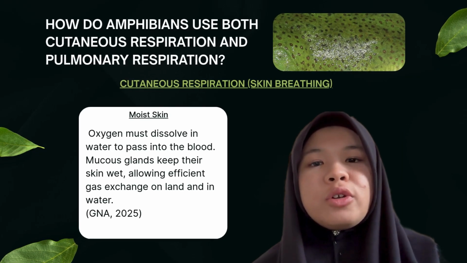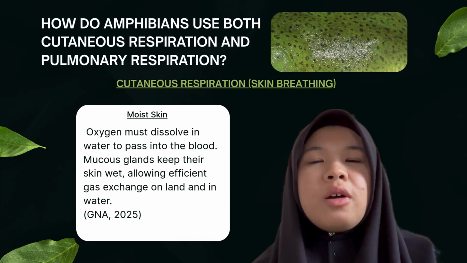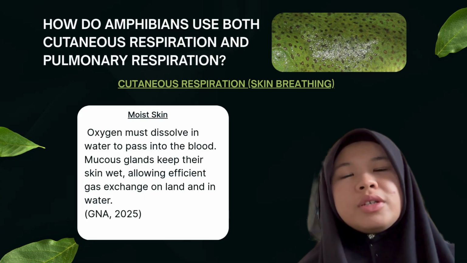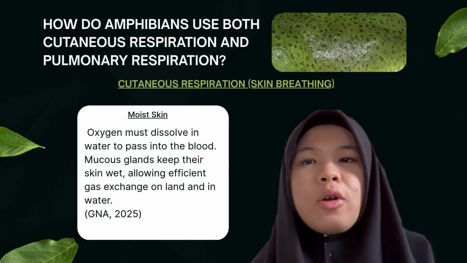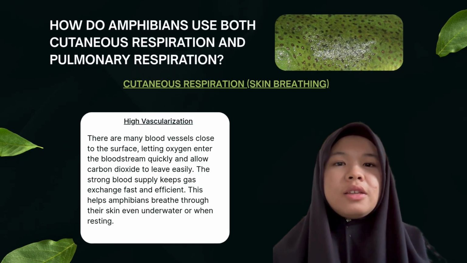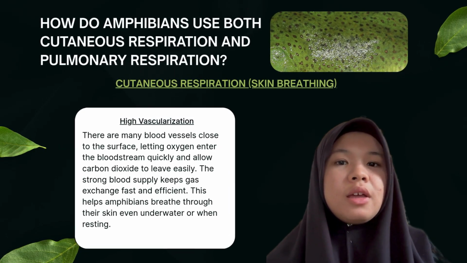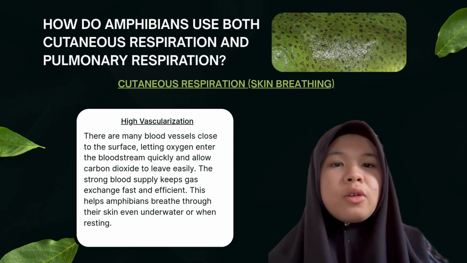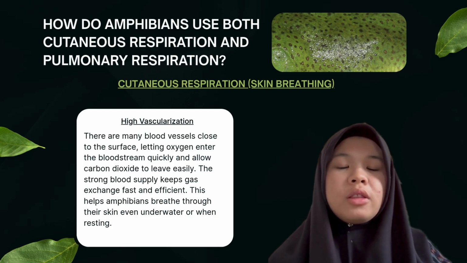Next, they also have very moist skin. This is because oxygen must dissolve in water to pass into the blood. Mucus glands keep their skin wet, allowing efficient gas exchange on land and in water. Lastly, their skin has very high vascularization. This means that they have many blood vessels close to the surface, letting oxygen and carbon dioxide enter and leave easily.